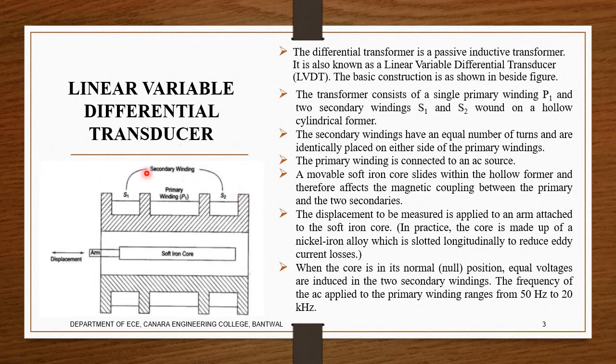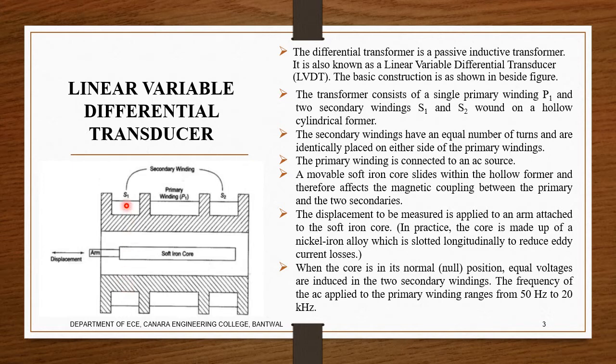These are differential, meaning we have three windings here. This is the primary winding P1, and these are the other windings S1 and S2. So P1 is the primary winding, S1 and S2 are the two secondary windings. They are formed on a hollow cylinder, where the core is to be displaced, meaning it can go forward and backward.